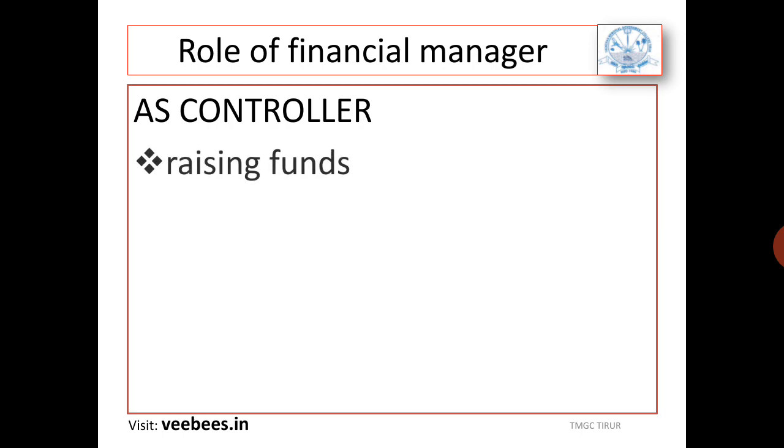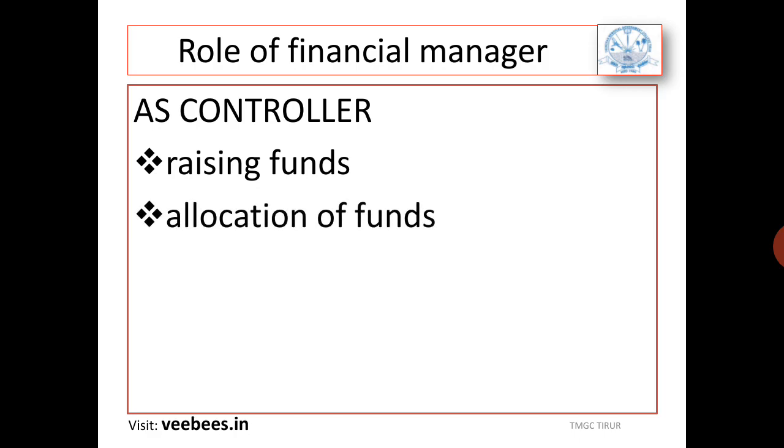The important roles to be performed by a financial manager are: first one, raising funds, fund collection, financing. It is the function or role to be performed by the financial manager. He has to collect funds using different securities, different types of modes, etc. All these are to be decided and performed by the financial manager.